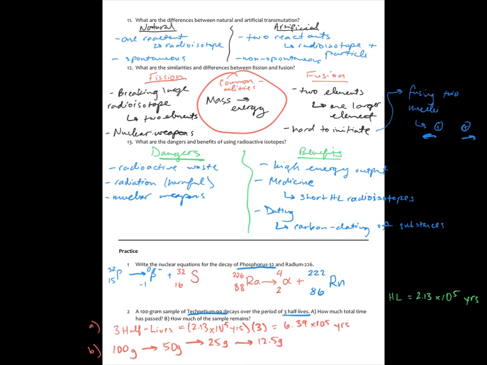So notice how after 1 half-life passes, you cut your sample in half, another one passes, you keep cutting it in half. So 3 half-lives leaves from 100 to 50 to 25 to finally 12.5 grams. So that's our answer for part B, 12.5 grams.